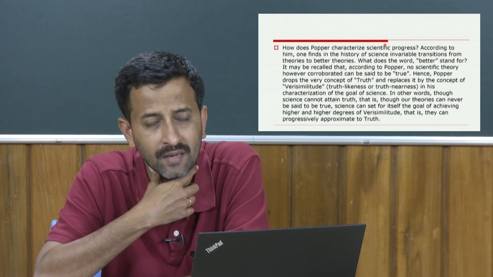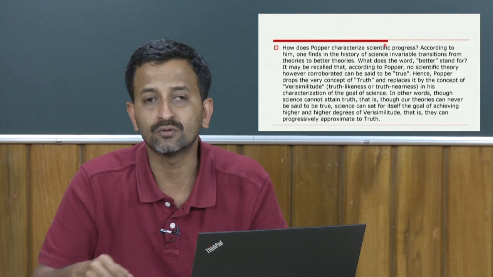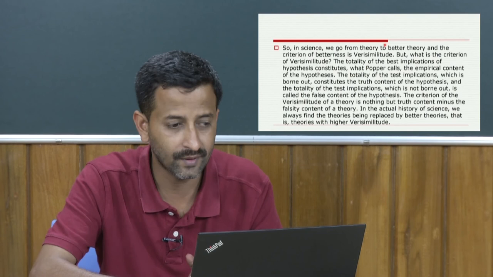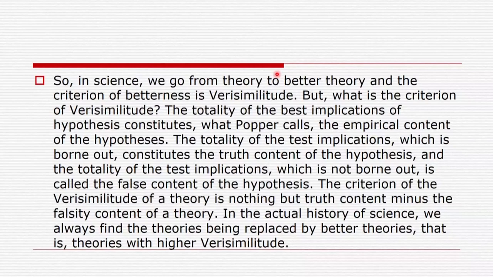The way he replaces, he drops the very concept of truth and replaces it by the concept of verisimilitude, truth likeness or truth nearness, very close to the truth but not truth in itself. So in science we go from theory to better theory, which is very close to the truth, verisimilitude, and the criterion of betterness is verisimilitude. What is better? Whichever is closer to the truth. But what is the criterion of verisimilitude again?